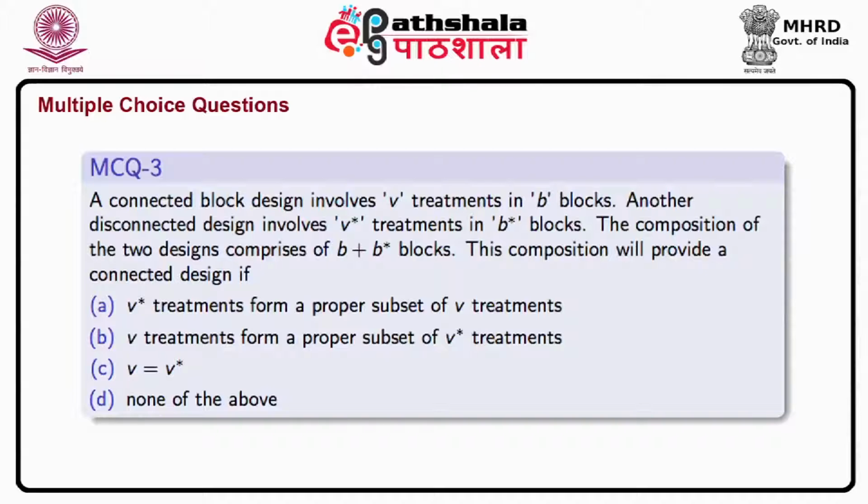These are the 4 problems. So you have one connected design, another disconnected design. This involves V treatments, this involves V star treatments. You don't know what is what. Now one option is V star forms a proper subset of V. So if there are 10 treatments with a connected block design, you have 3 out of them forming a disconnected design. You are combining the blocks and you want to know what is happening. Or is it that V is a proper subset of V star? Is it that the 2 are equal or none of the above? Very interesting. This is relating to connectedness.